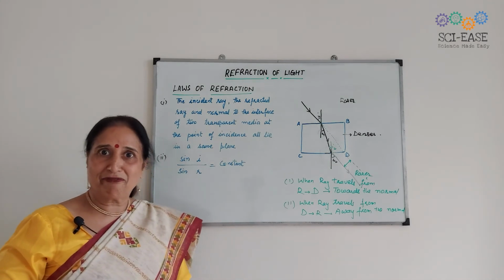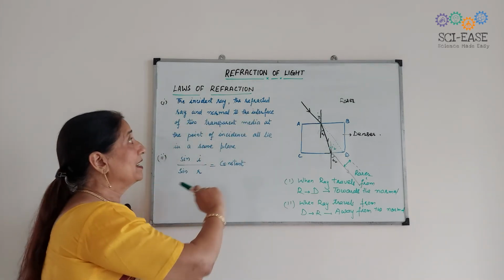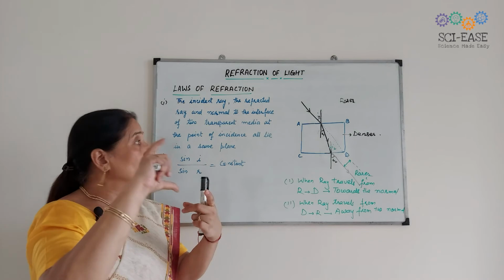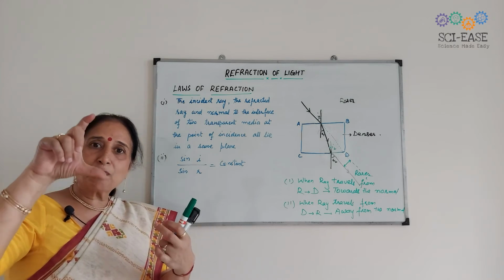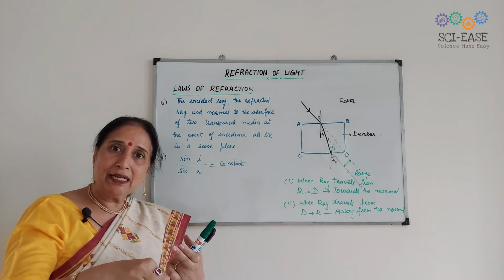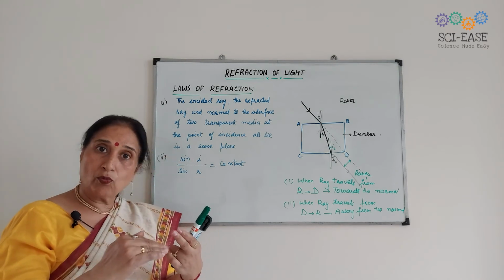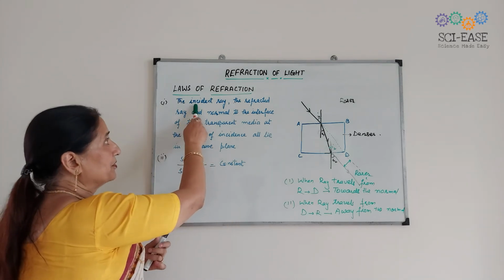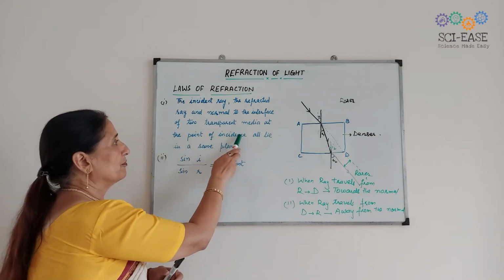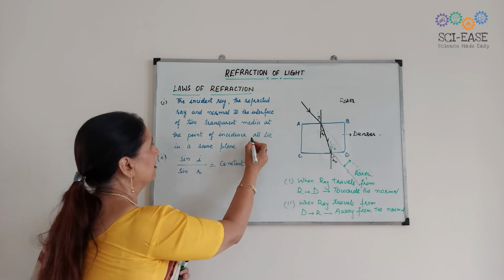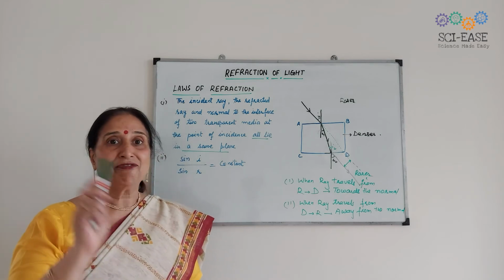Like the laws of reflection, we also have laws of refraction. There are two laws of refraction. The incident ray, the refracted ray, and the normal to the interface of the two transparent media at the point of incidence all lie in the same plane. Like in the case of the pencil dipped in water, the interface is air and water. This is the first law.